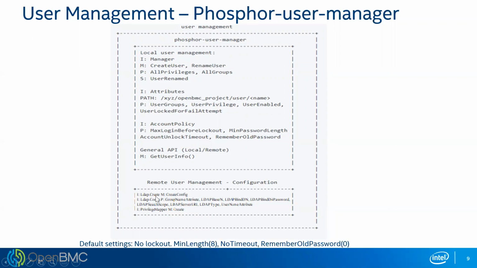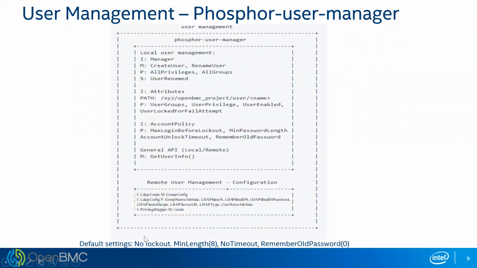We also have LDAP configuration. Sorry for the diagram mess, but it also has other properties, whatever is required from an LDAP point of view. And similarly, we also have the privilege mapper. As I said, this is used to understand which group in LDAP has to have which privilege.